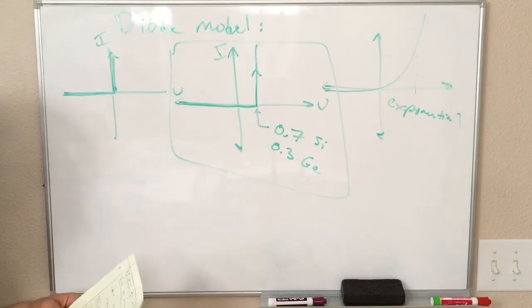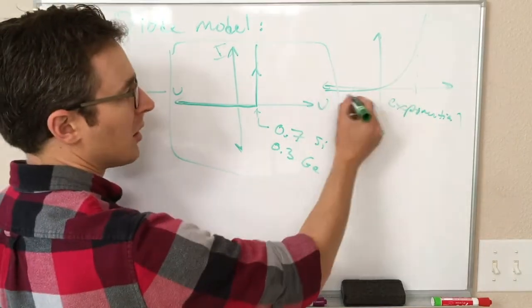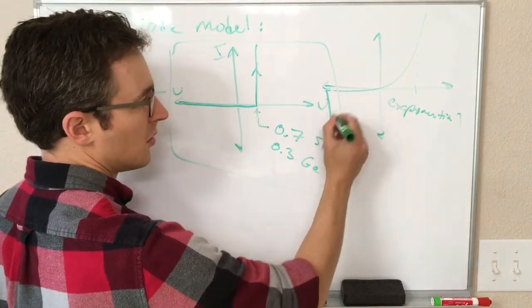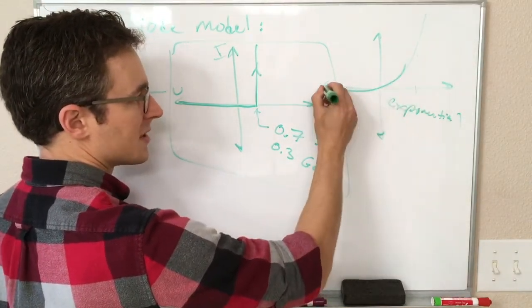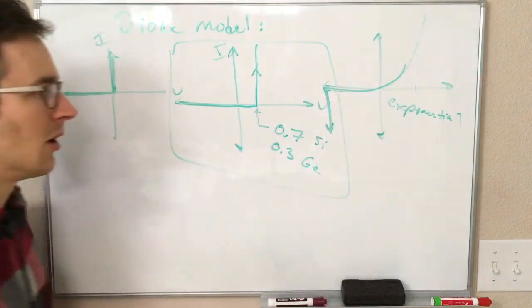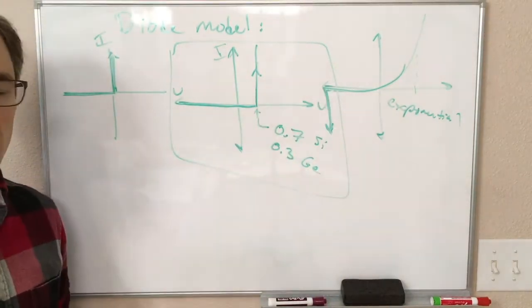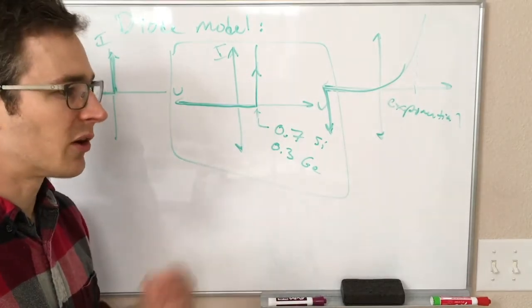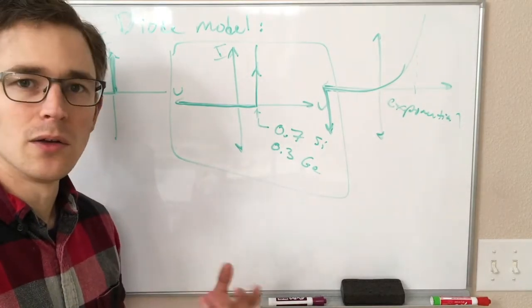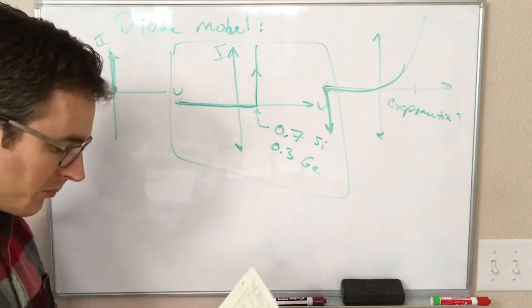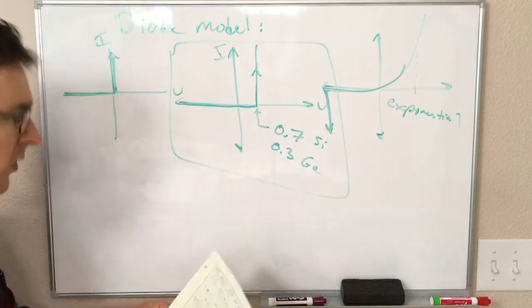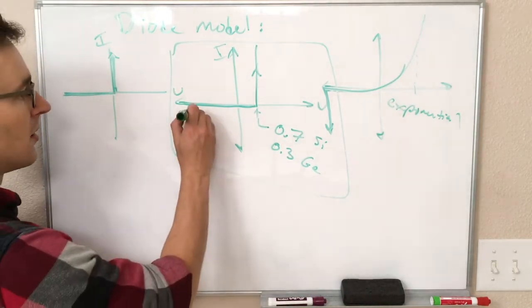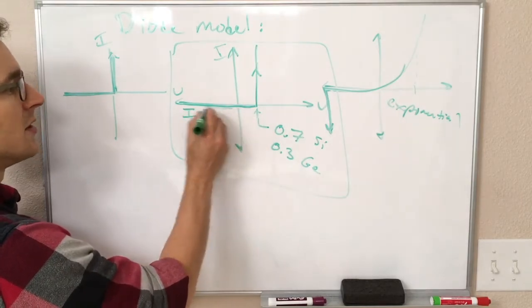Oh, I guess a couple other things. So our real behavior also has this reverse breakdown that happens. So when we get to some negative voltage, the current is allowed to flow again. We're not going to worry about that in all of our circuits. We're assuming we're far enough away from that our diodes are not going to conduct current in the reverse direction.